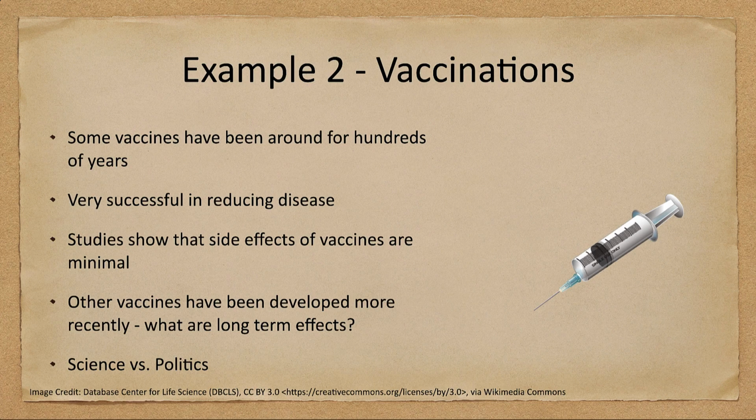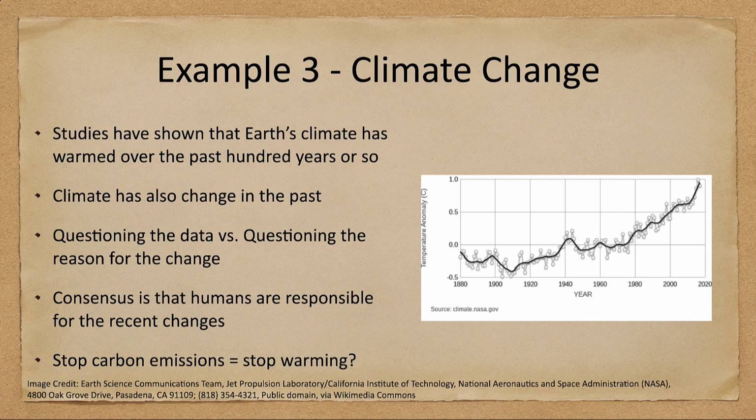Now let's look at our third example here. And that will be looking at climate change. So what are we looking at here? Well, what do we know from climate change? Well, there's been plenty of studies that show that the Earth's climate has warmed over the last 100 years. We also know that the climate has changed in the past. So it has not just changed here.